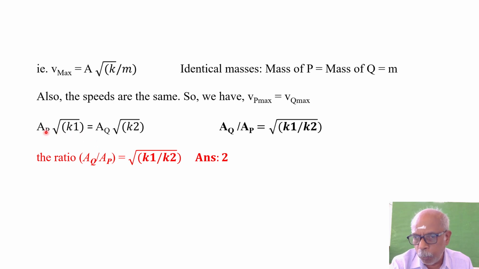Now bring AP to this side, and bring root K2 to the other side. So AQ by AP is equal to square root of K1 divided by K2. So the ratio AQ by AP is equal to square root of K1 divided by K2. Option 2 is the right answer for this question.